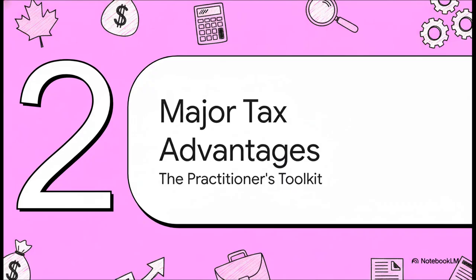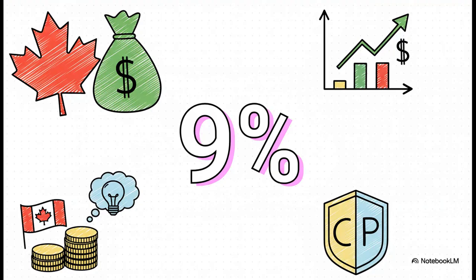All right, now that we've got the rules down, let's get to the good stuff. Let's talk about the powerful benefits. This is why a CCPC status is so incredibly sought after, and it's why your future clients are going to depend on you to get it and keep it for them. This number right here, this is the key, 9%. This is the federal tax rate for the small business deduction, and it is, without a doubt, the single most important tax advantage for a CCPC.